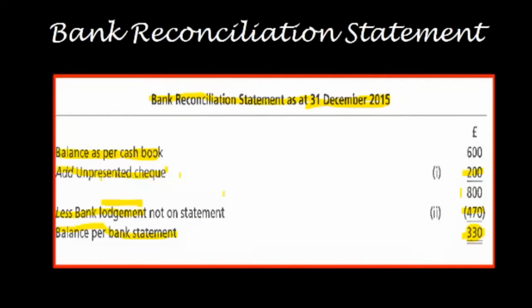And same thing with the bank deposits. If you have more than one, you can either list them going across here or add them down, right? And put the total in there. But the formula or the format is the same all the time. Okay, you always add back the unpresented check to the balance in the cash book, and you always minus the bank deposit not on the statement, from the total here, and you get your bank balance.